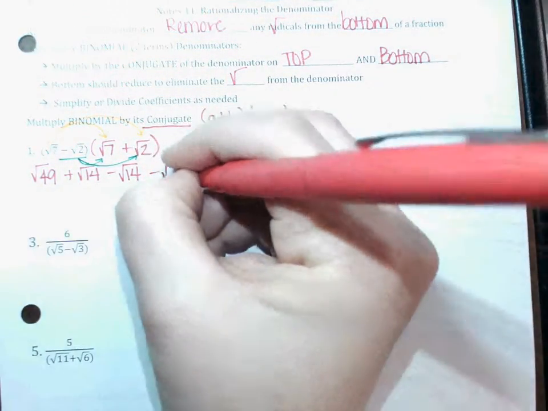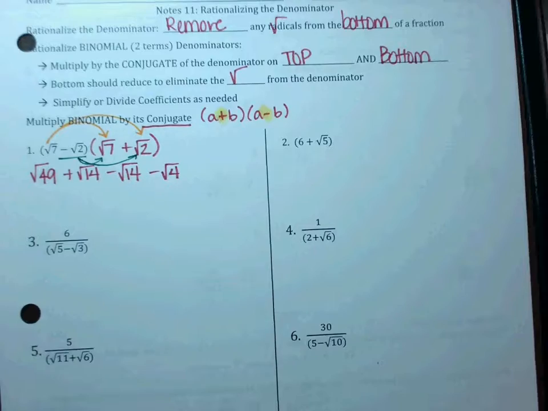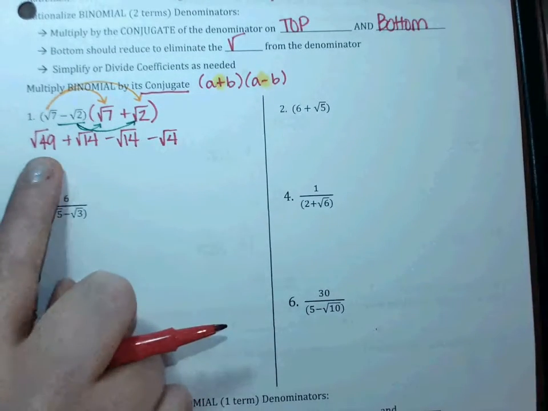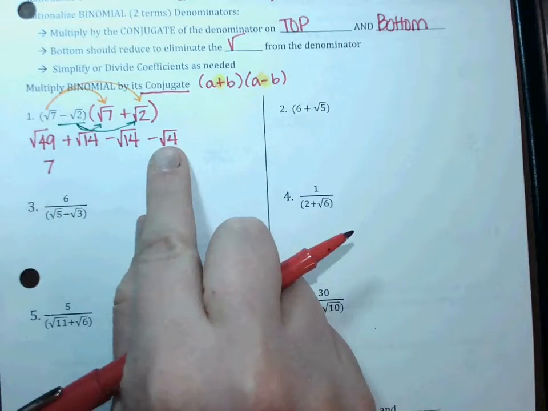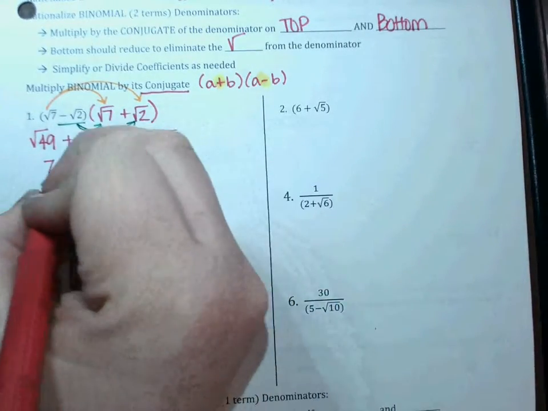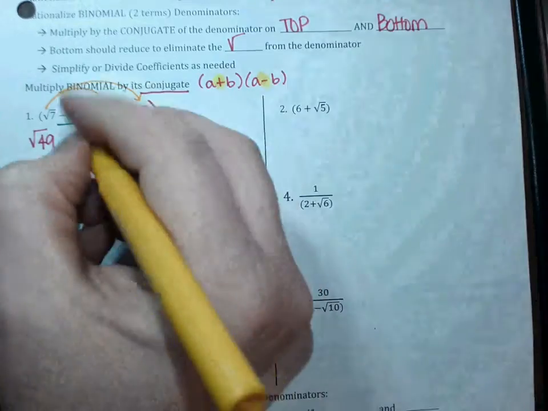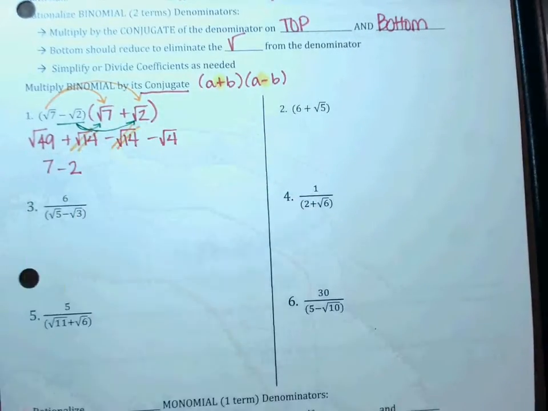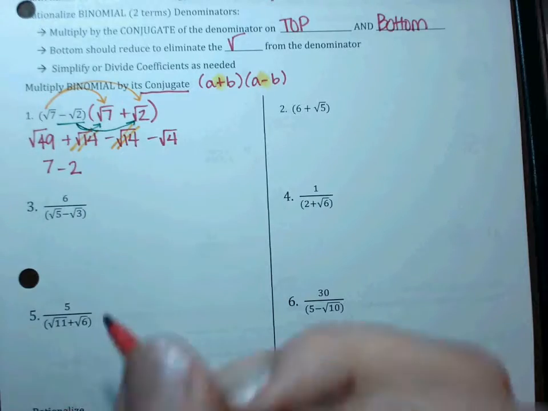And then what is negative root 2 times root 2 again? Negative root 4. Okay, now this is going to happen every time, but I want you to try to understand what's happening. So what's the square root of 49? 7. What's the square root of 4? 2. And what's going to happen with the middle guys? They're going to cancel out. Because look, one's a plus root 14. One's a minus root 14. And then what's 7 minus 2? Boom, 5. Final answer.